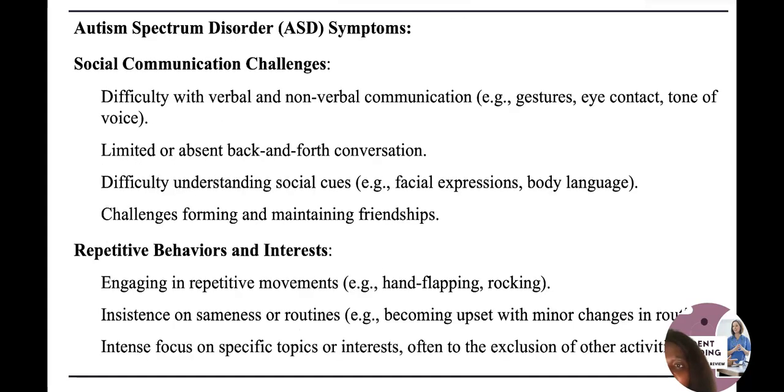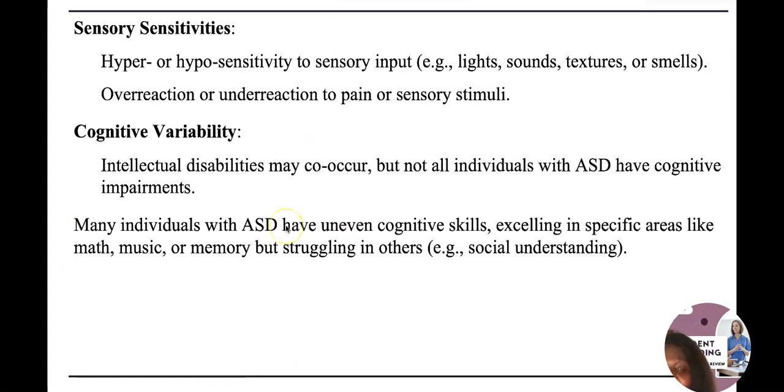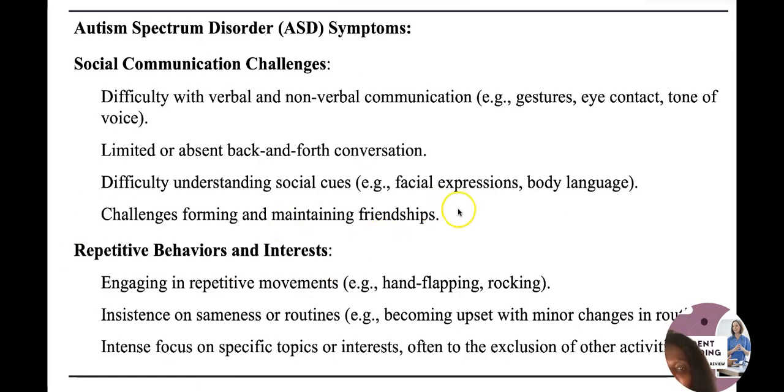And then look, social communication changes: difficulty with verbal and non-verbal communication, gestures, eye contact, tone of voice, limited or absent back and forth conversation, difficulty understanding social cues. That one is very, very prominent. Okay, facial expressions, body language, challenges forming or maintaining relationships.